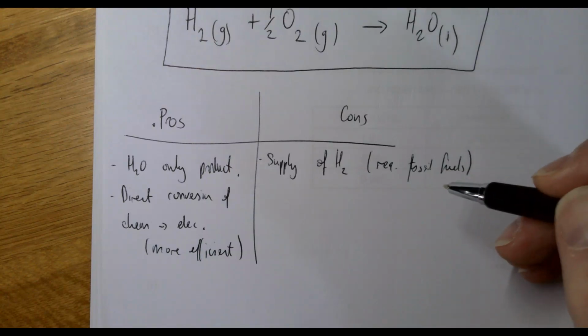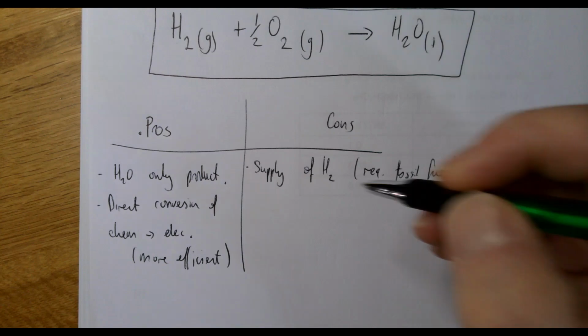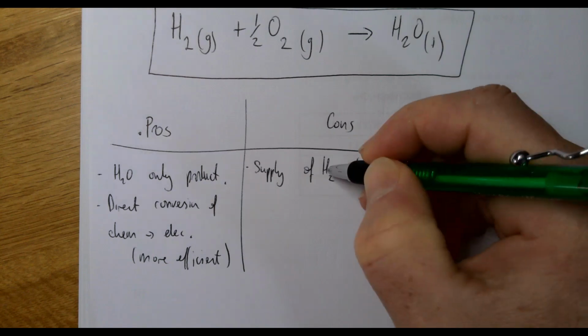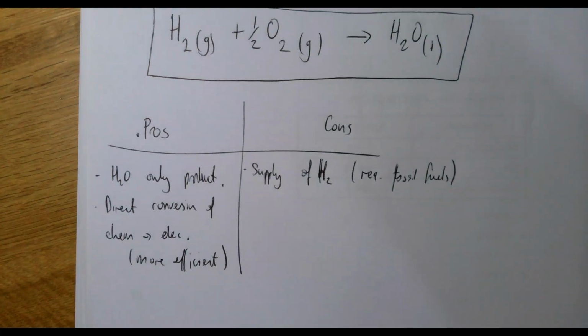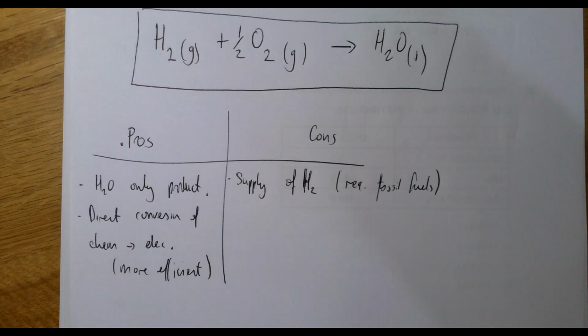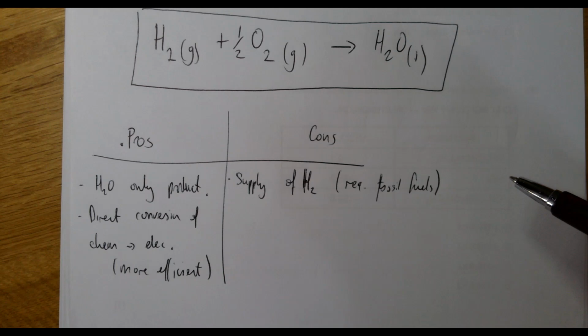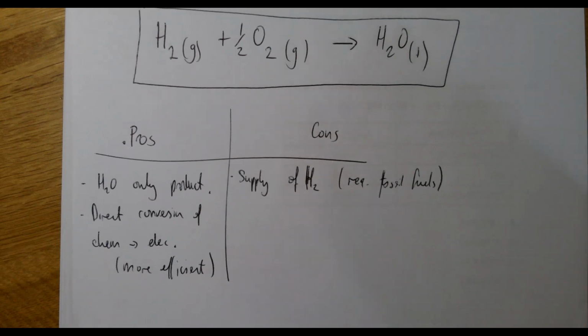The major con, though, or the negative side of it, is the supply of hydrogen. There's no efficient way to produce huge amounts of hydrogen in a green way at the moment, and most hydrogen that's produced currently requires fossil fuels. So, for example, there's a process called reforming of methane, which generates H2.